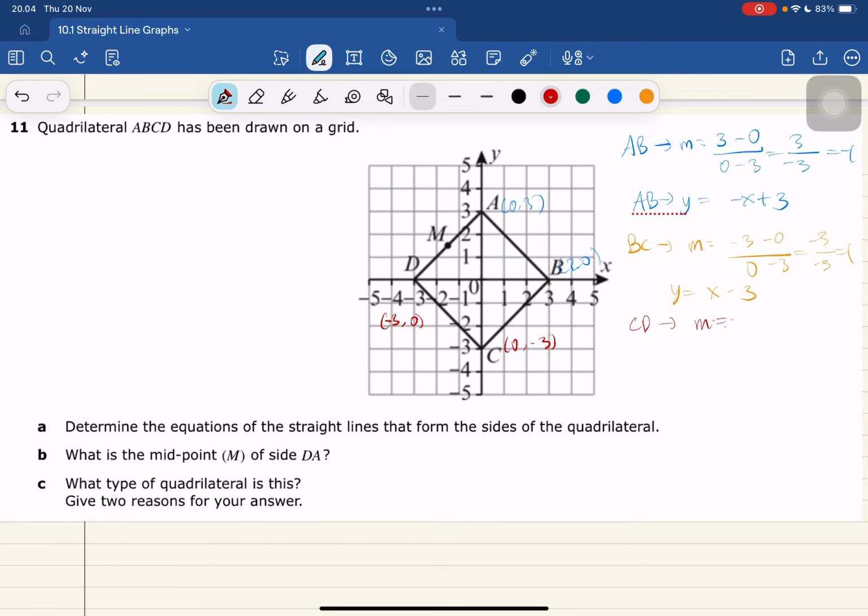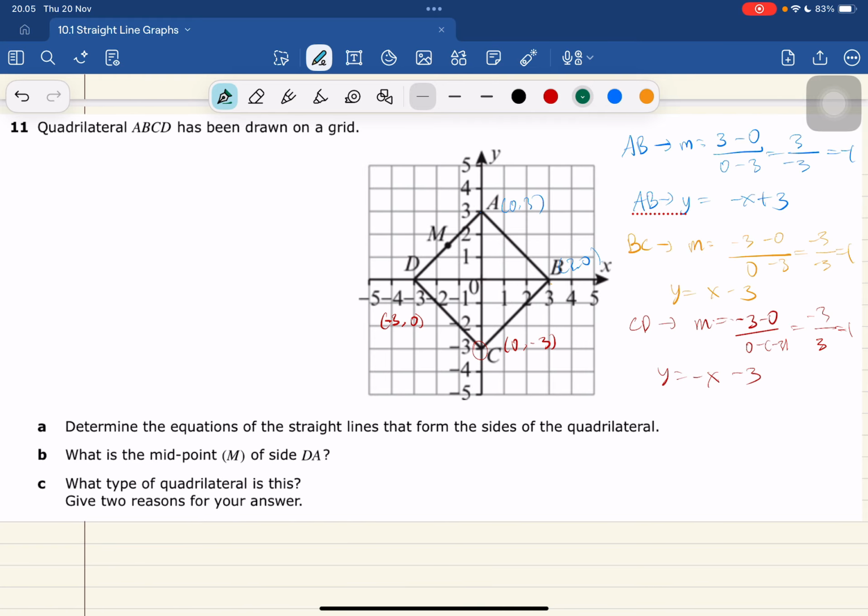Okay, we got it. So let us work with minus 3 minus 0, and then 0 minus minus 3. We got minus 3 divided by 3 equals minus 1. So for CD, y equals minus x: the gradient m is going to be minus 1, and the y-intercept is minus 3.